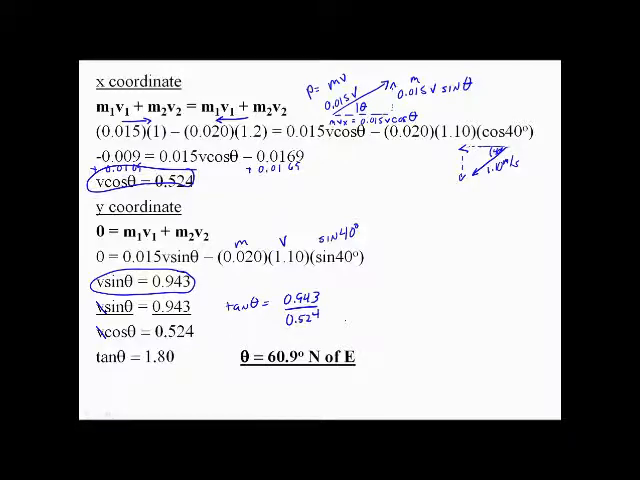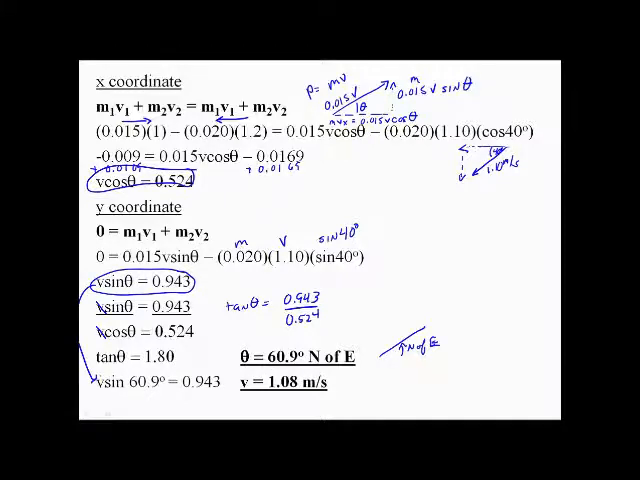Then I can take the inverse tangent. It's important to note that it's north of east, because that gives us the bearing. Once we know theta, we can take either of those previous two equations. I used the sine equation. You say, where did I get that? It's just this equation right here.